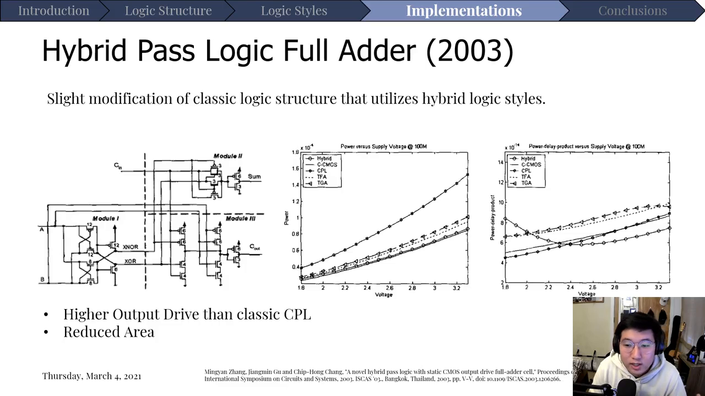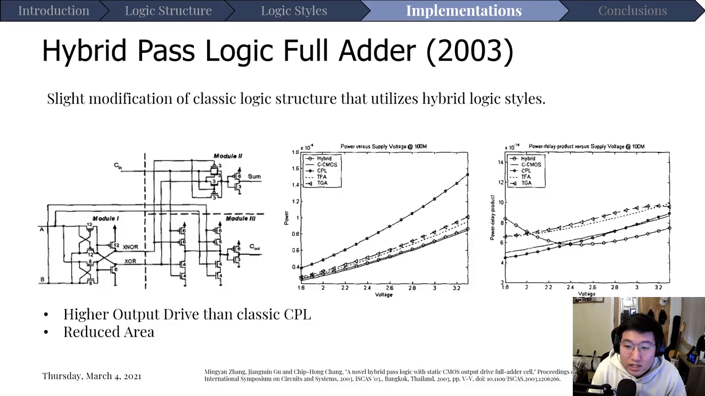And now if you look at the right, we can see the power versus the supply voltage, and this hybrid version performs admirably in comparison to all the other ones. It still performs a little bit worse than the standard CMOS. But in comparison to the TFA and TGA, which are briefly mentioned here, and as we mentioned before are based on transmission, it does perform better than those as well as CPL.